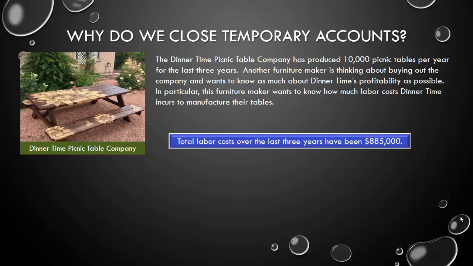Well, if Dinner Time says our total labor costs for the last 3 years were $885,000, sure, that's useful information. It lets this other company looking to buy them out know what their costs are, but it doesn't let them see the trend. It doesn't let them see how that company is changing over time. It's not as useful as it could be.